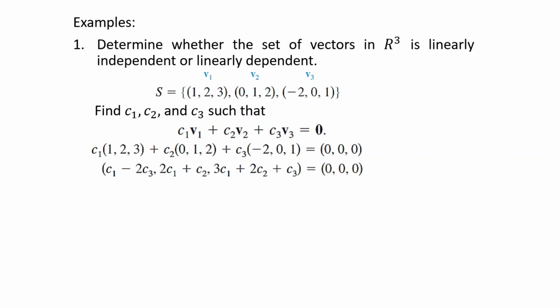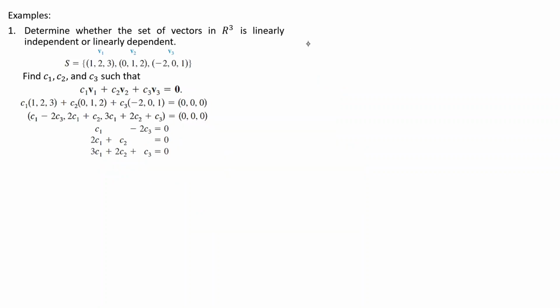And then this will yield the linear system. We have this. Note that if this system has only the trivial solution, then the set S is linearly independent. If there are non-trivial solutions, then S is linearly dependent. So again, to solve this linear system, we will use Gaussian elimination. So we have 1, 0, negative 2, 0, 0, 3, 2, 1, 0.